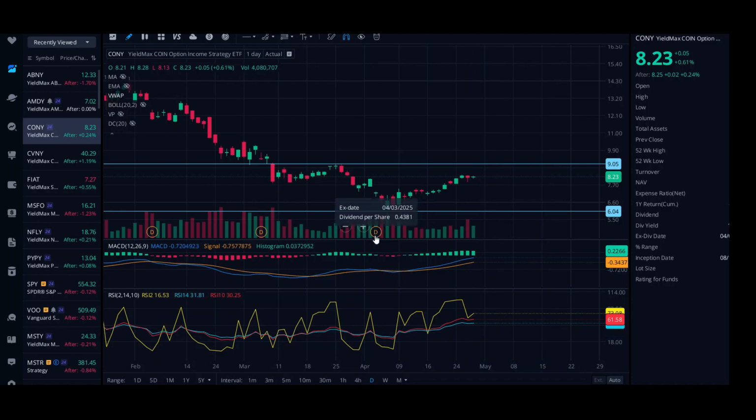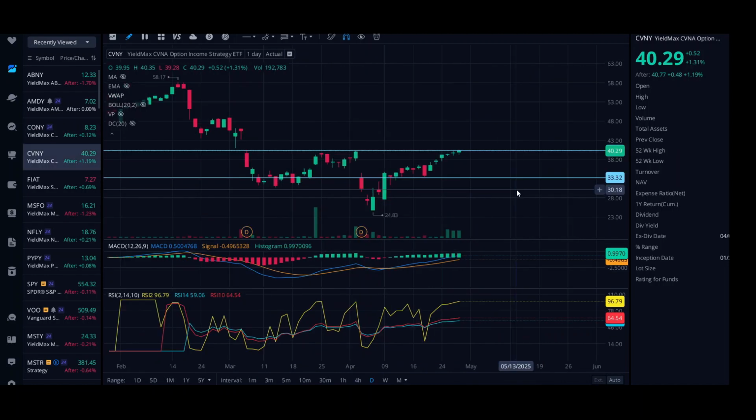Average distributions 43, 59, and $1.04. So I would say that the average is probably around 60 cents for CONY, and I would probably expect something close to about this distribution right here, maybe about 50-some cents. So that would be an increase from last distribution, but we'll see.